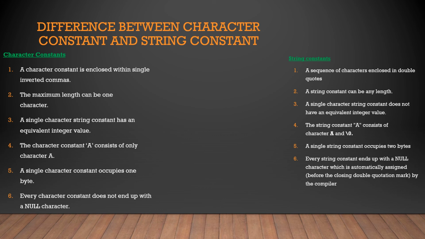So this is the major difference, guys. Every string constant always ends with a null character, that is \0. The escape sequence here is \0, and this indicates the end of the string. So before the closing double quotation mark, the string is always terminated by the compiler with \0, which also occupies 1 byte. These are some of the major differences between the character constant and the string constant.